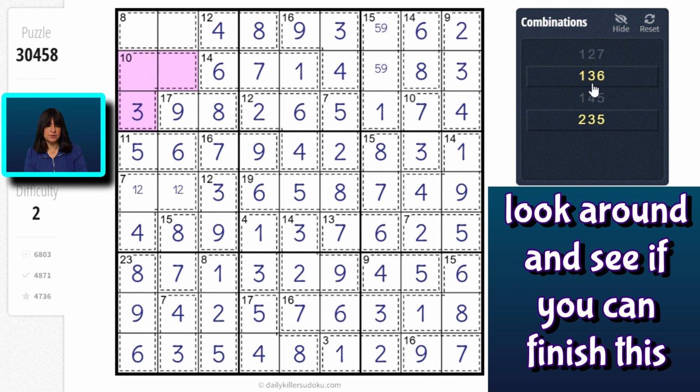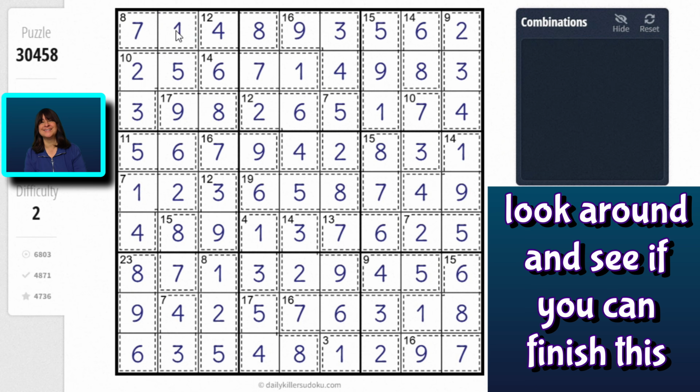So the remaining numbers are 2, 5, and this can't be a 5, so it's a 2, and this is the 5. And that resolves this 5, 9, this is the 9, and this is the 5. It also resolves this 1, 2, this is now the 1, and this is the 2. And now we have just one cage left, and it has to be a 1, 7, and this is the 7, and this is the 1, and the puzzle is done.